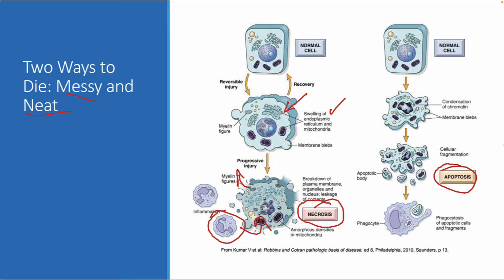On the other hand, there's a nice, neat way where the cell is told that it's done, and it should pack its belongings neatly, and it makes all these nice little packages with the organelles and sends them out from the cell as the cell is fragmenting. And then phagocytosis picks up these apoptotic cell fragments and recycles them. It recycles those apoptotic cell fragments so that the body can use them for other things.